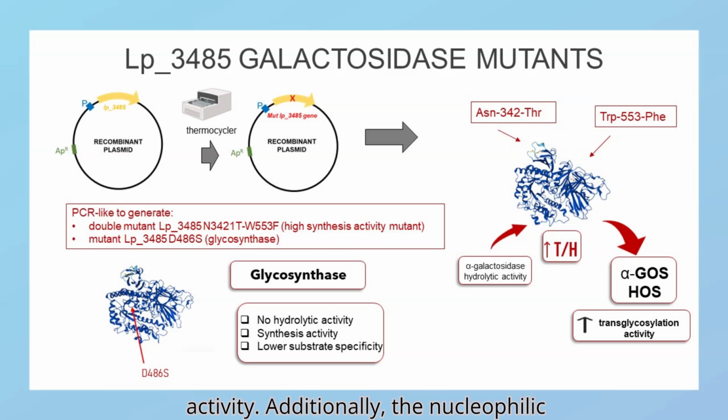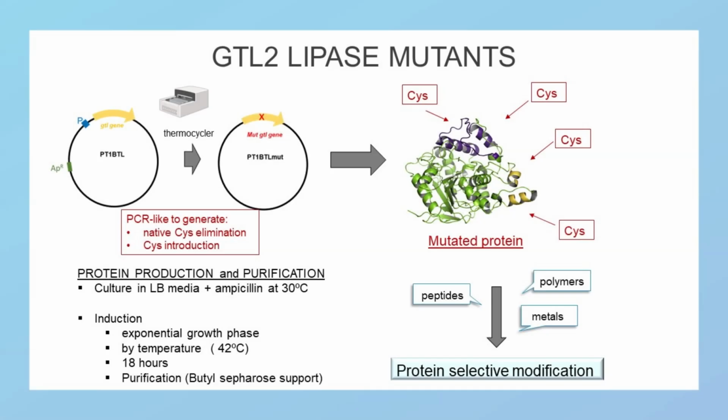Additionally, the nucleophilic residue, D486, can be mutated to create a glycosynthase, an enzyme that loses its hydrolytic activity and functions solely in synthesis. Glycosynthases typically have a broader substrate spectrum than their corresponding glycosyl hydrolases, so their synthetic capacity should be evaluated using a variety of donor and acceptor substrates.